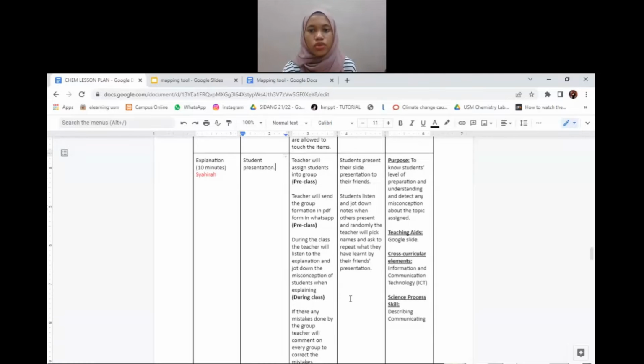So the purpose is to know the students' level of preparation and understanding, and to detect any misconception about the assigned topic. And for the teaching aid, we use Google Slides. The cross-curricular element is information and communication technology, ICT, and the science process skills used here are describing and communicating.